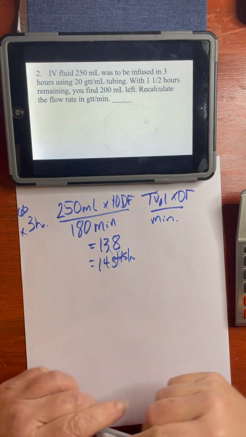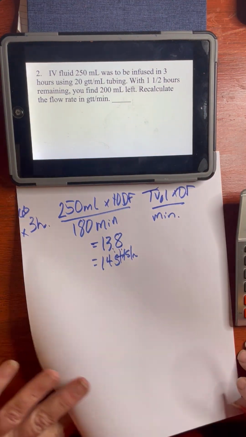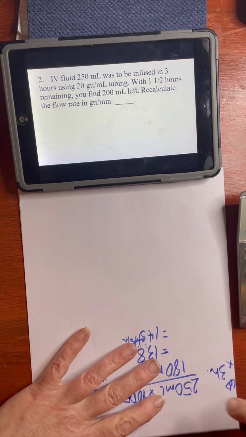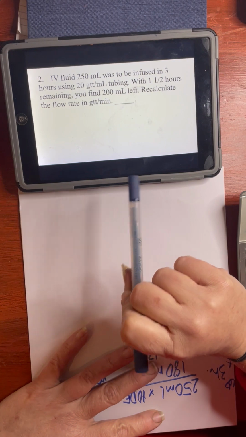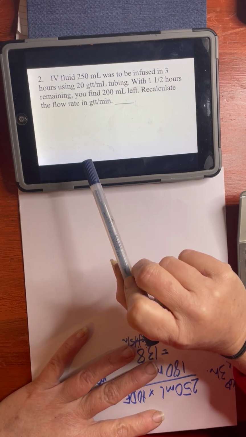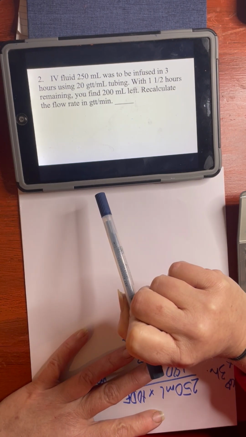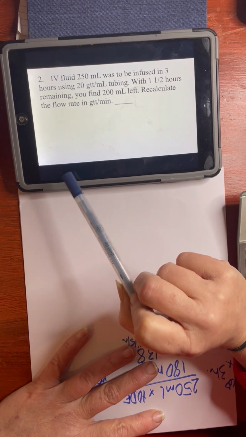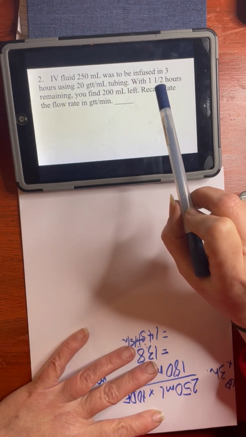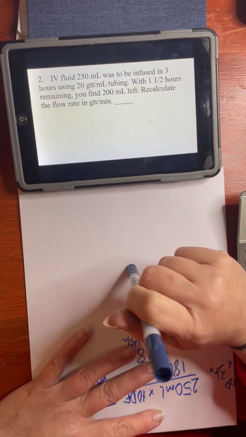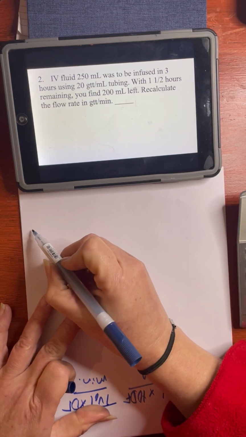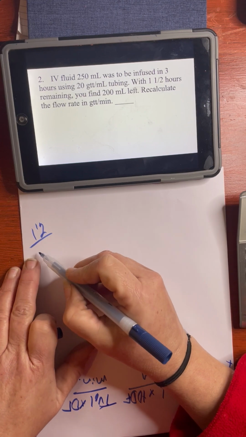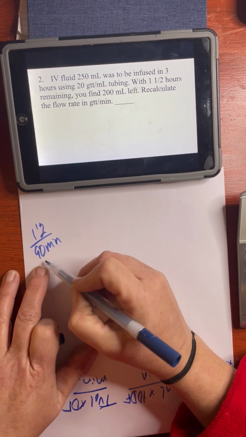All right. Next: IV fluid, 250 milliliters, was to be infused in 3 hours using a 20 drop factor tubing. With 1.5 hours remaining, you've got 200 milliliters left. Recalculate the flow rate. So what's the time? 1.5 hours, and you know that's going to be 90 minutes. We'll put that over here just to hang.